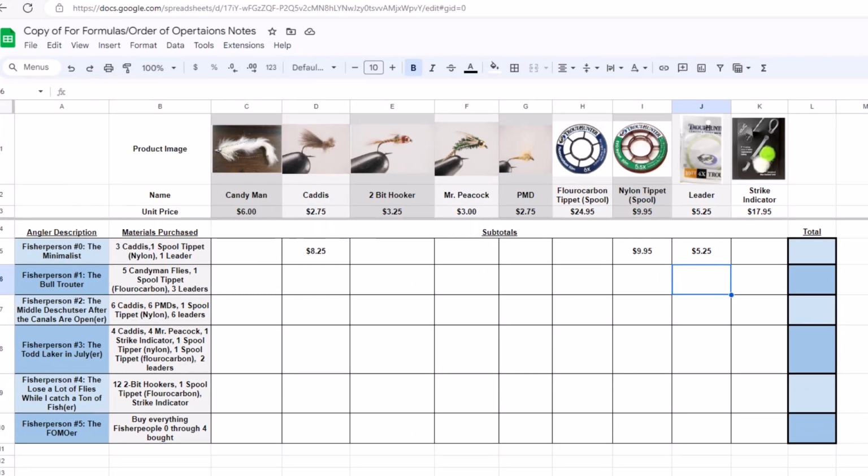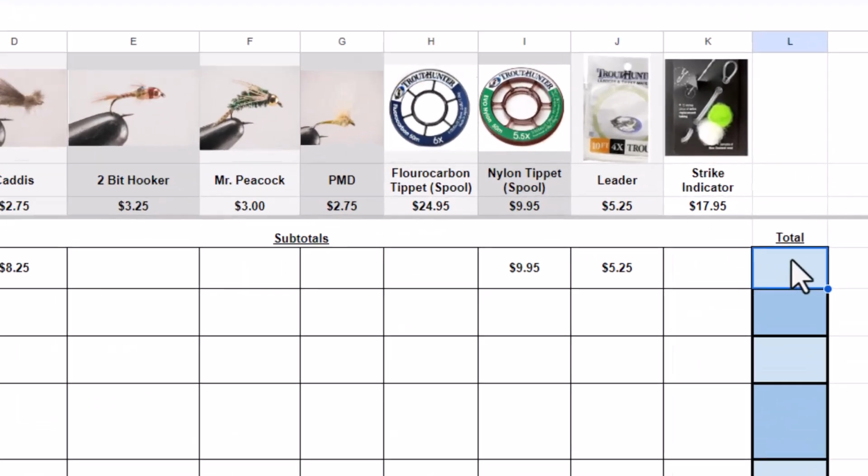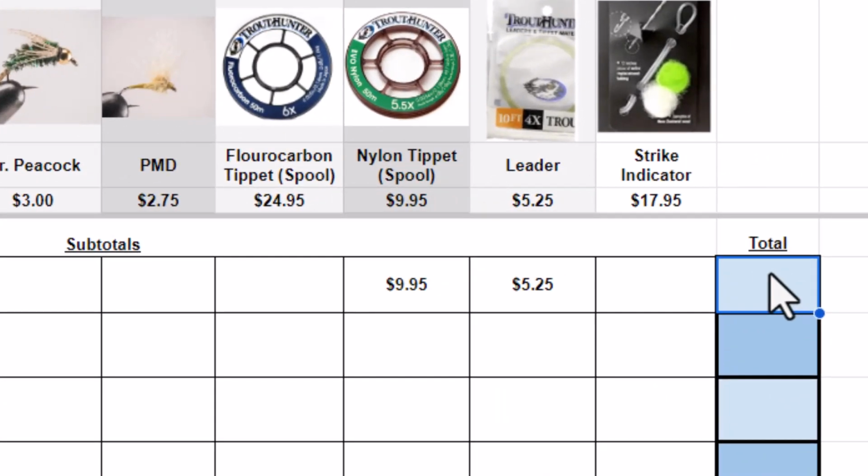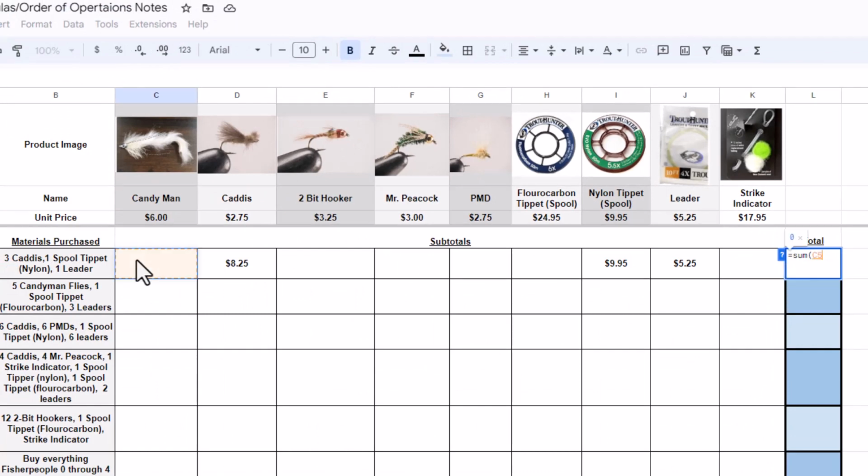Over here in cell L5, I'm going to put in the actual total of all of these things. So we're going to use the sum command: equals SUM, left parenthesis, and then I'm going to grab the entire row. I know there's only stuff in 3 cells, but sheets will treat the blank cells as zeros, so it's not wrong to include them all. And what this tells us is this Fisher person is going to spend $23.45.